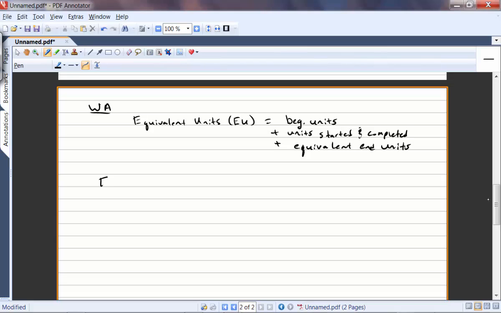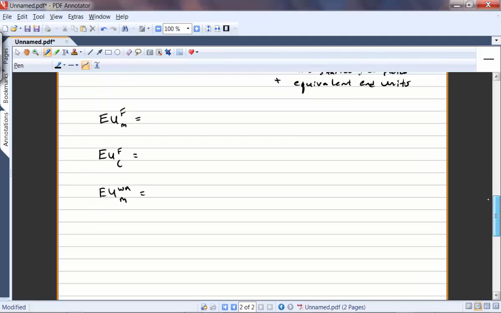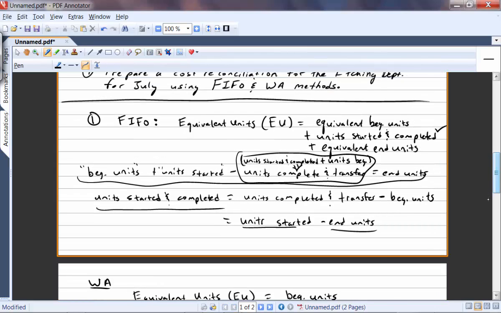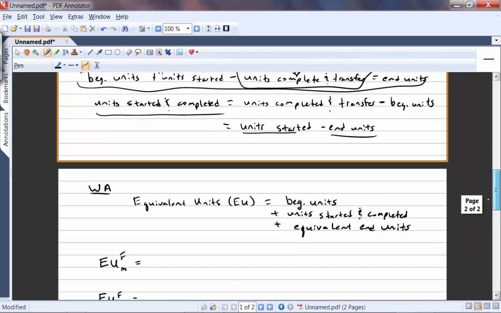So let's go ahead and calculate the equivalent units using FIFO for materials, and the equivalent units using FIFO for conversion. And the same thing, equivalent units using weighted average for materials, and using weighted average for conversion. So these four things. Now, for FIFO, it is the equivalent beginning units, first thing there. So, in terms of materials, what are the equivalent beginning units?